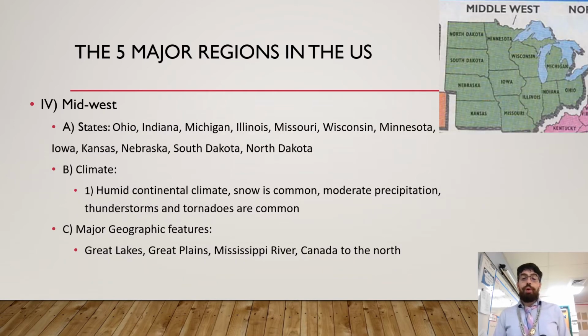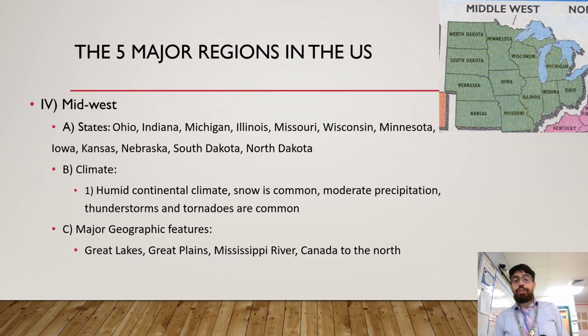From there, we have the Midwest, also known as the breadbasket. You have the states of Ohio, Indiana, Michigan, Illinois, Missouri, Wisconsin, Minnesota, Iowa, Kansas, Nebraska, South Dakota, and North Dakota. Make sure you can label most of these. The climate is humid continental climate, so yet again, 4 seasons, high humidity. Snow is quite common. They have moderate precipitation. Thunderstorms and tornadoes are also very common.